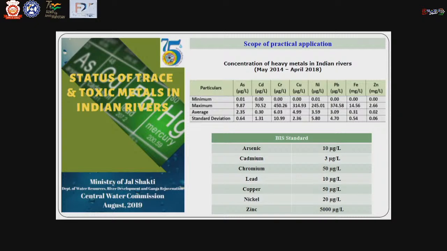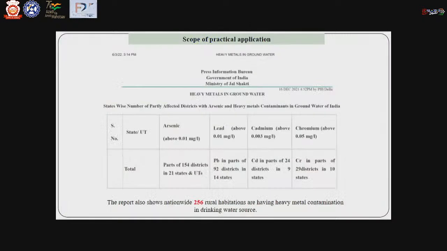Indian rivers are contaminated with heavy metals, as can be seen from the report of the Ministry of Jal Shakti, and the levels of contamination cross the BIS standard. And also we could see that several habitations in India are contaminated with heavy metals, and we need to treat those.